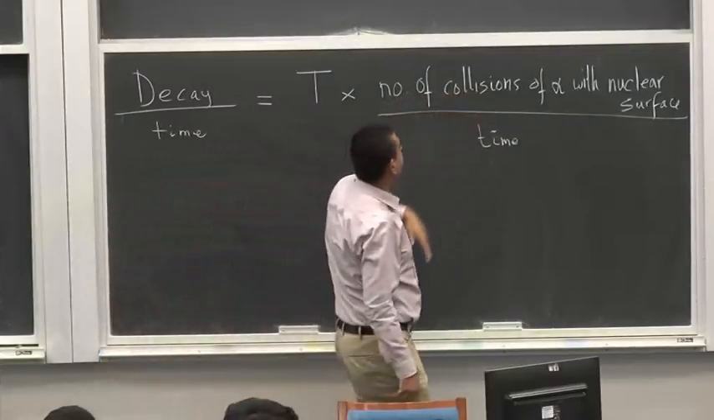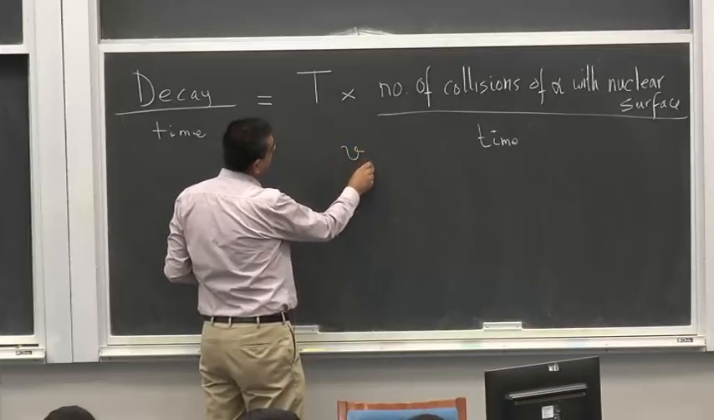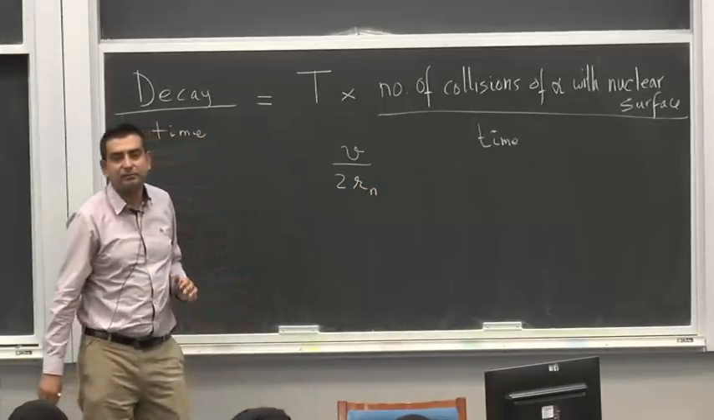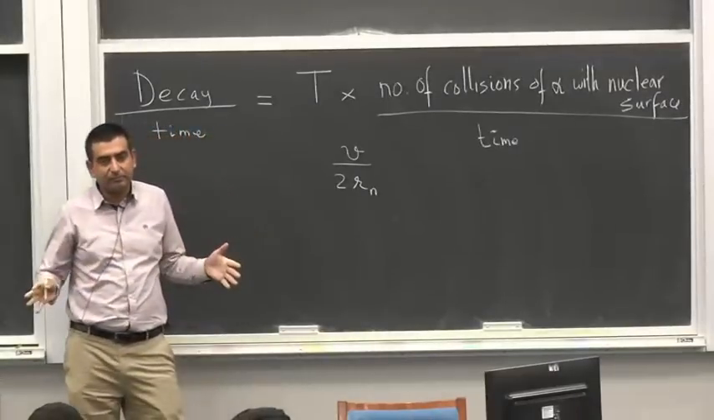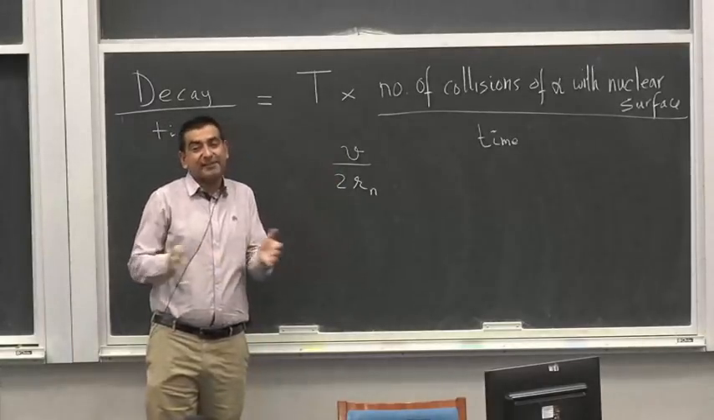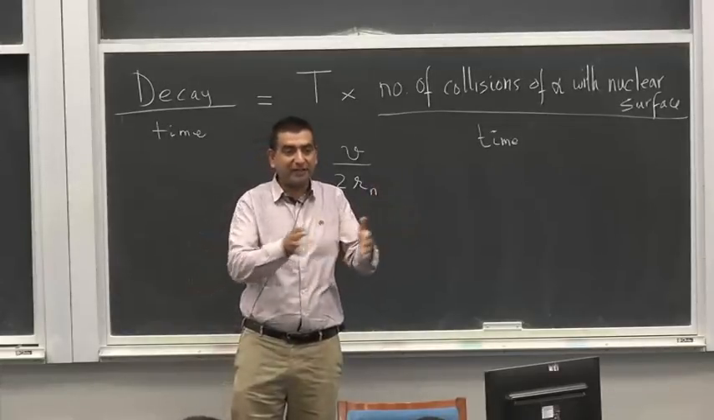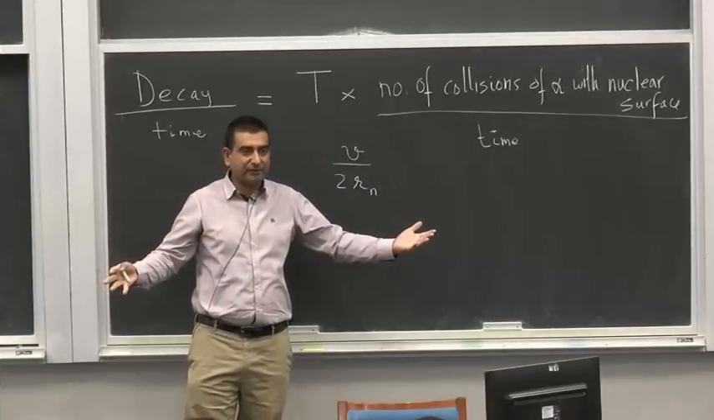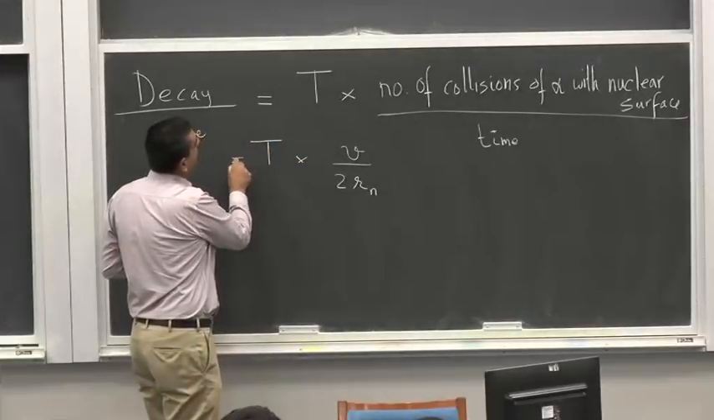Now this object here is simply the speed of this alpha particle divided by the diameter of the nucleus. This will tell us the number of collisions per unit time. How fast is it moving, and what distance does it have to cover to reach the nuclear boundary? From one nuclear boundary to the other, it requires a distance equal to the diameter of the nucleus. And this is the speed. So I multiply this with the tunneling probability.